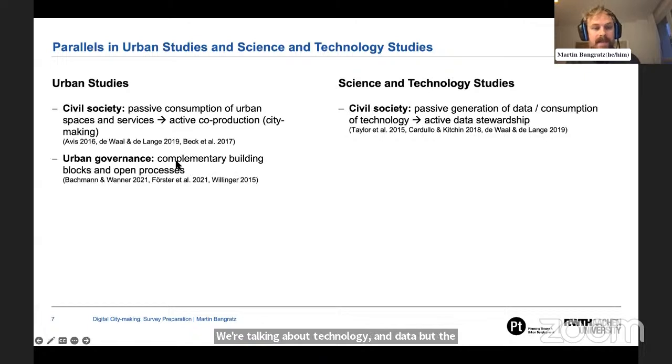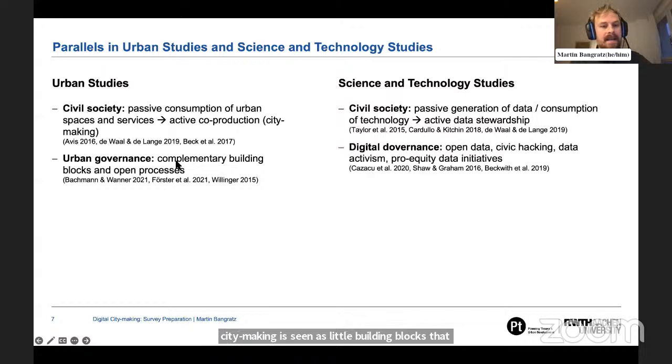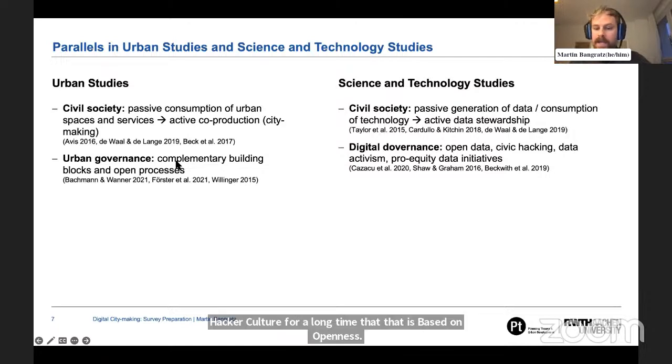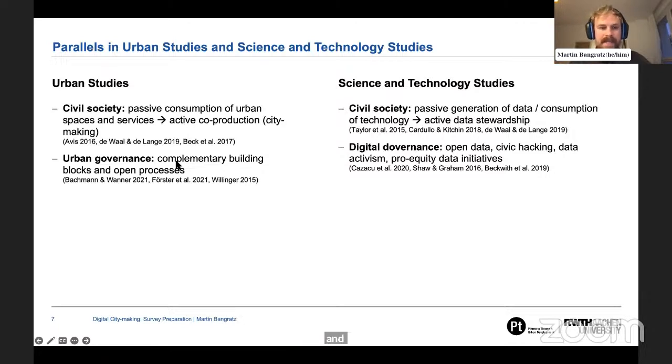And this means we also need to consider a new kind of governance for urban development and in data. Processes are becoming more open, and city making is seen as little building blocks that complement the large-scale planning of municipalities. And in technology, this has really been a part of the hacker culture for a long time, that is based on openness and allowing people to adapt technology to their own needs.